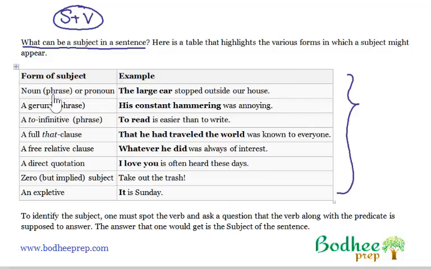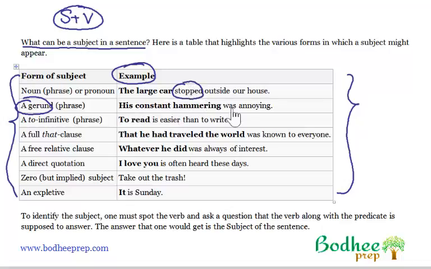Okay, so please don't get into the technicalities of things here. Let's not worry about what is a gerund, a noun phrase. Just look at the examples given here. You please turn a blind eye to the left hand column and please pay attention only to what is there on the right hand side. The large car stopped outside our house, right? So here we have the verb stopped.